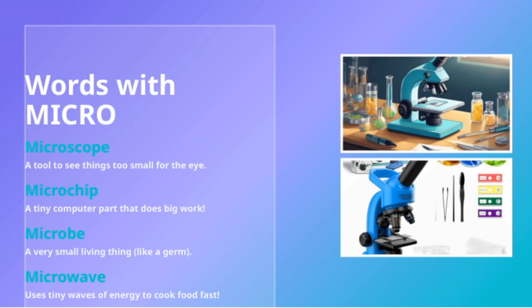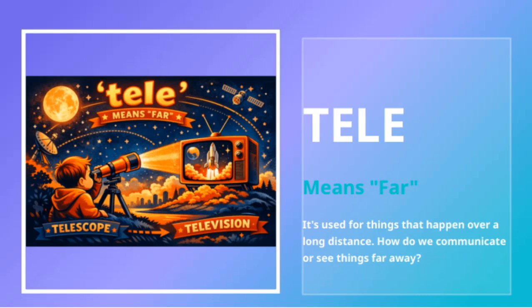Moving on, there's microchip, which is a tiny computer part that does a lot of important work. Microchips are the brains behind many electronic devices we use every day, from phones to computers. Lastly, we have microscope, a tool that allows us to see things that are too small for our eyes to detect. It's essential in science for studying tiny objects and advancing our understanding of the world. All these words show how the prefix micro relates to small size, but as we've seen, small can have a big influence.